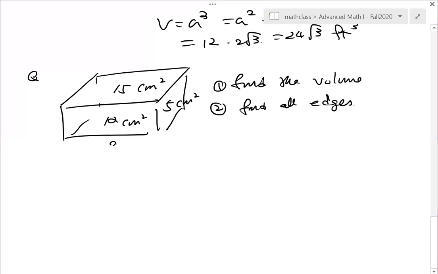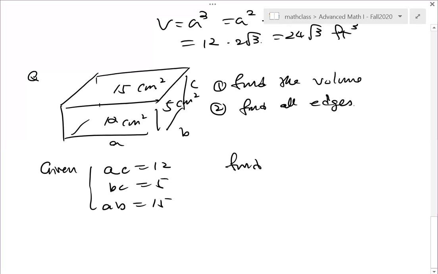So it's difficult to find A, B, C by guessing, right? We are given the following information: A times C is 12, B times C is 5, and A times B is 15. What do we want to find out? We want to find A, B, C, and the volume A times B times C. The majority of people try to find A, B, C first, but these are really quite special equations.